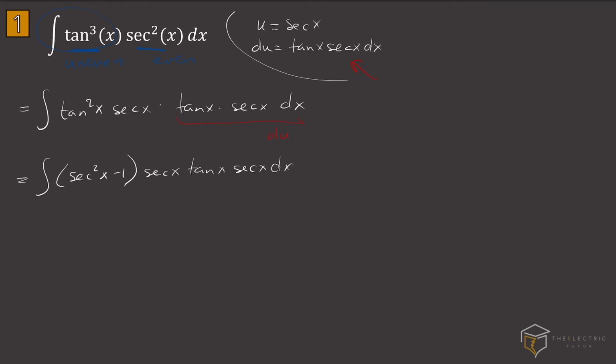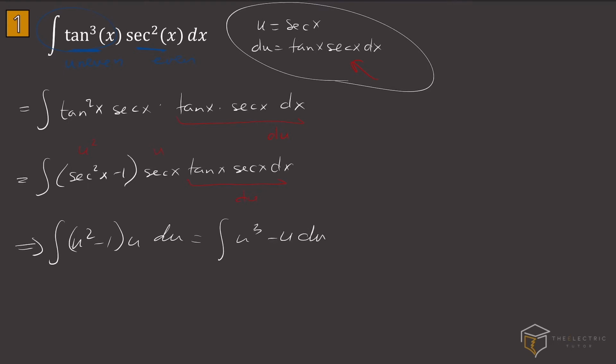And now we apply u-sub. This is du, and this is u squared, and this is u. Therefore, we have u squared minus 1 times u du. It's just u to the third minus u du, which gives you u to the fourth over 4 minus u squared over 2. Remember to go back to the x world.